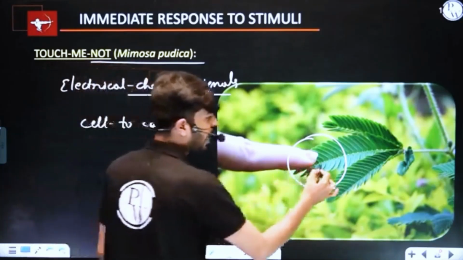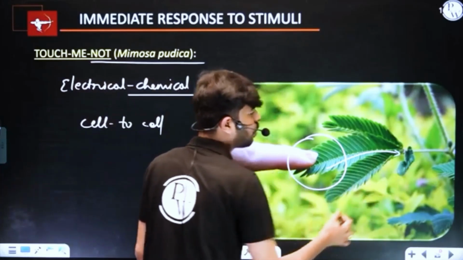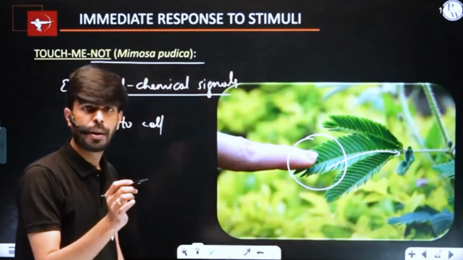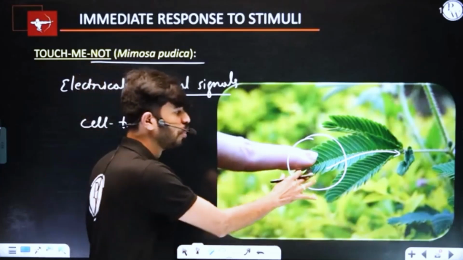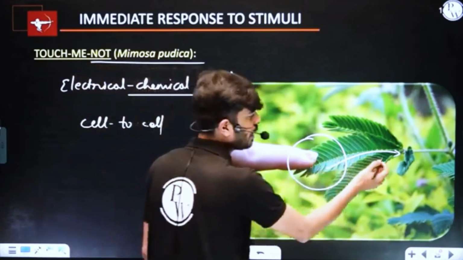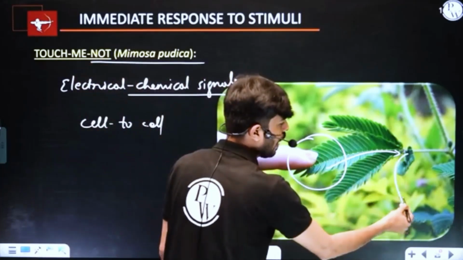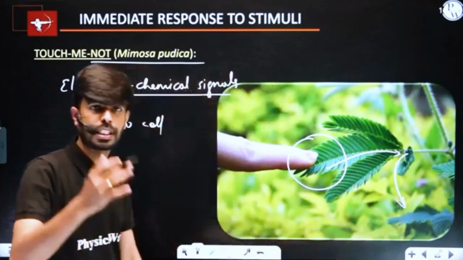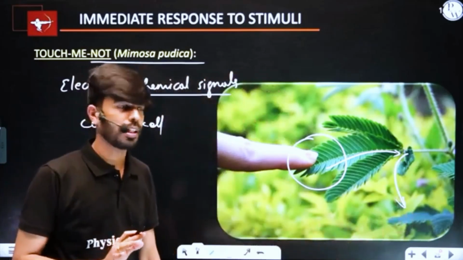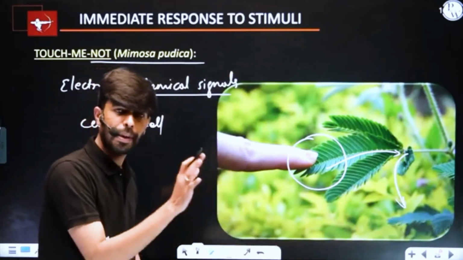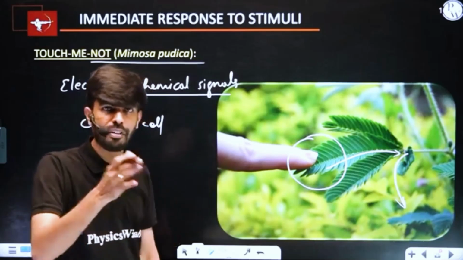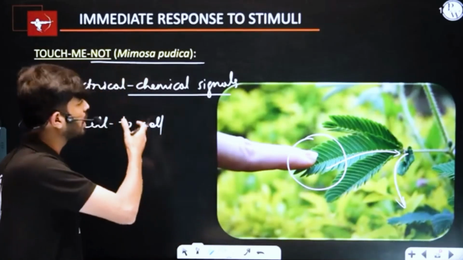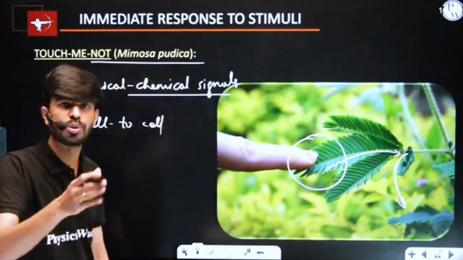So from this portion, what happens is it keeps moving away from the part where we have touched, away from the stimulus. So automatically it starts to bend and also droop, which means it bends downward. So it is indicating the plants are showing responses by sending the information in the form of electrochemical signals from cell to cell.